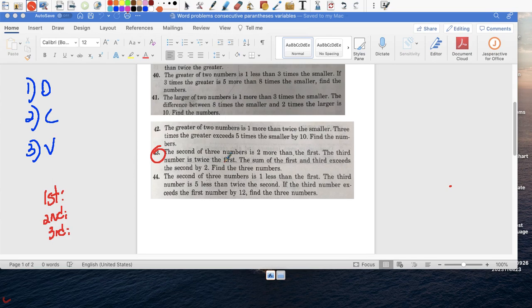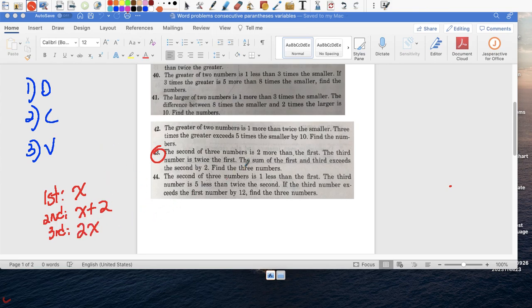So notice they're describing the third, they're describing the second, but they're not talking about the first. So everybody is in terms of the first. While everybody is being compared to the first one. So the first one is the one that they're using as a point of reference, right? So the first one is x. And then the second is 2 more than the first. So x plus 2 or 2 plus x. The third number is twice the first. So whatever the first number is, multiply that by 2 because it's twice the amount.